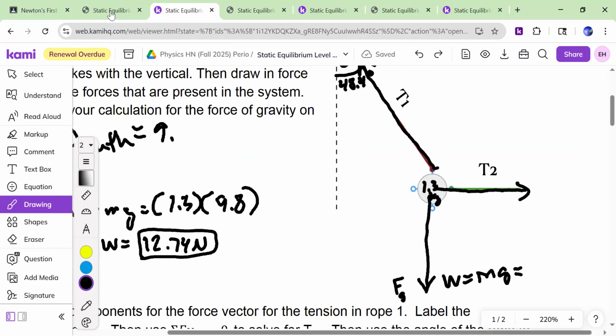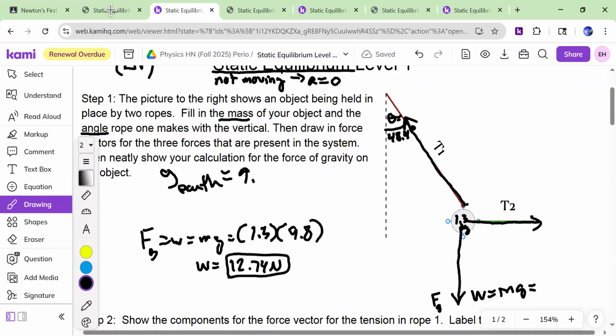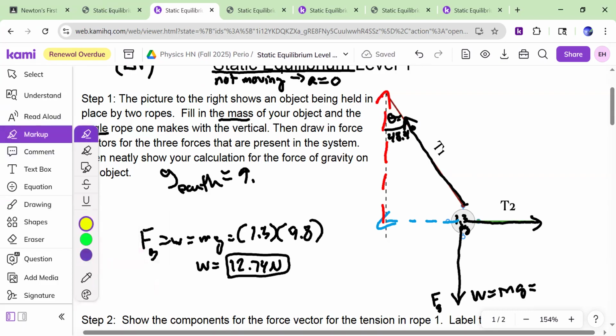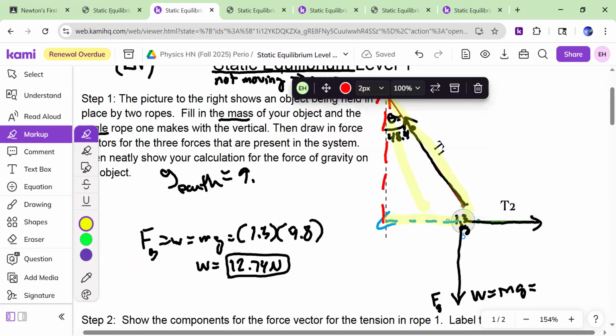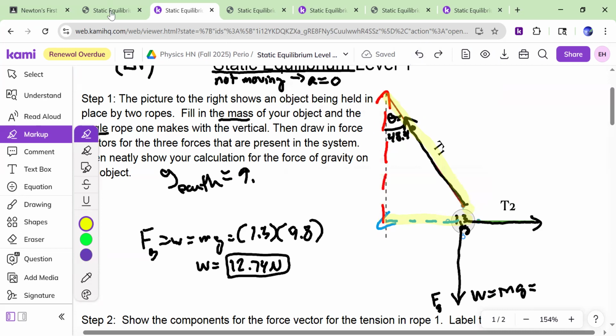Now you can see tension 2 is already horizontal, so I don't need to do anything with that. But tension 1 is pointing up and to the left. So what we're going to do is simply go to the left and up. Choose 2 different colors. I'm going to go to the left like this, and I'm going to go up like this. I'm using blue and red to complete my components. And you can see, guys, we create a right triangle where T1 is the hypotenuse. The blue component is the opposite side of theta. And the red component that I drew here is the adjacent side of theta.